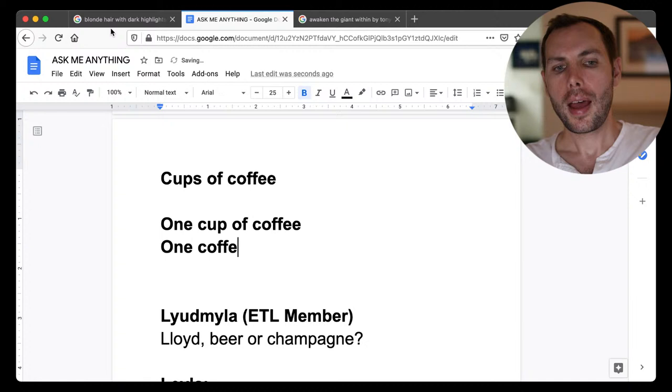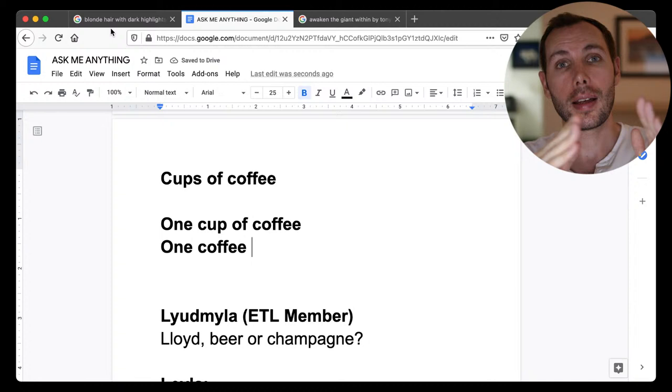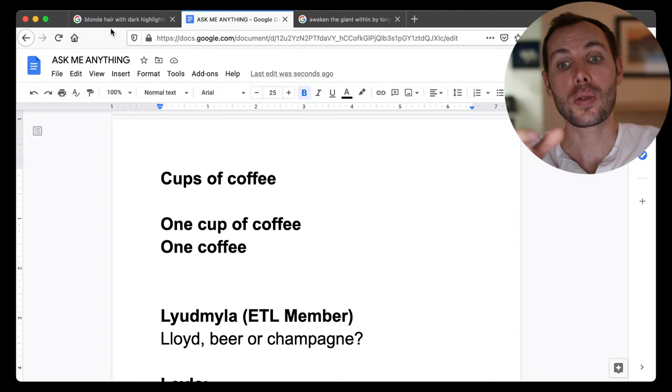But it is, one coffee means one cup of coffee. It doesn't mean one, you know, liquid of coffee. It means one cup of coffee. Now let's look at another example.